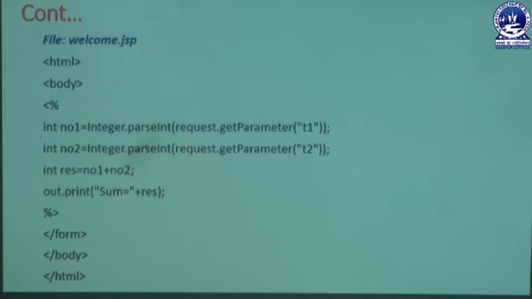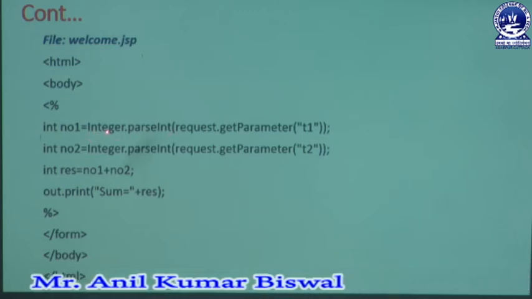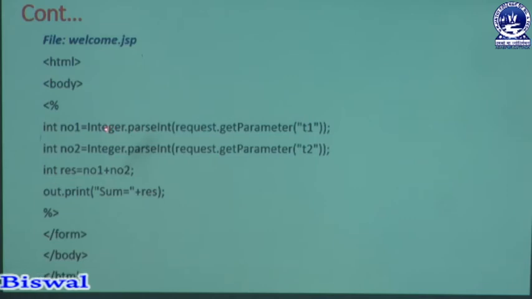That's why, to make an addition, which is only possible with integers, we need to convert that string type to an integer type, and that conversion is possible by using a statement like Integer.parseInt. By adding this statement, we take the parameter inside parseInt(request.getParameter) with the unique identifier T1, and the string value of T1 is automatically converted to an integer value, and that integer is transferred to no1.